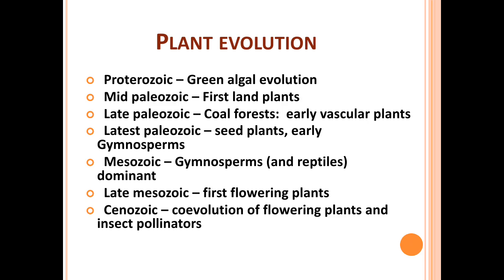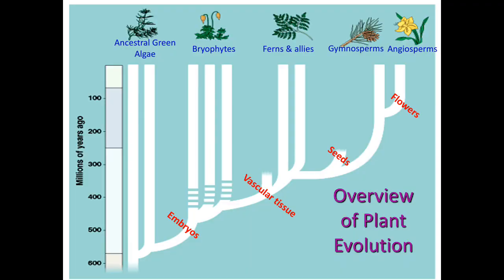Mesozoic, in this era or period, gymnosperms are dominant. Late Mesozoic, first flowering plants are produced in this era. You can observe here in the diagram: ancestral green algae, then bryophytes, ferns, gymnosperms and angiosperms develop.